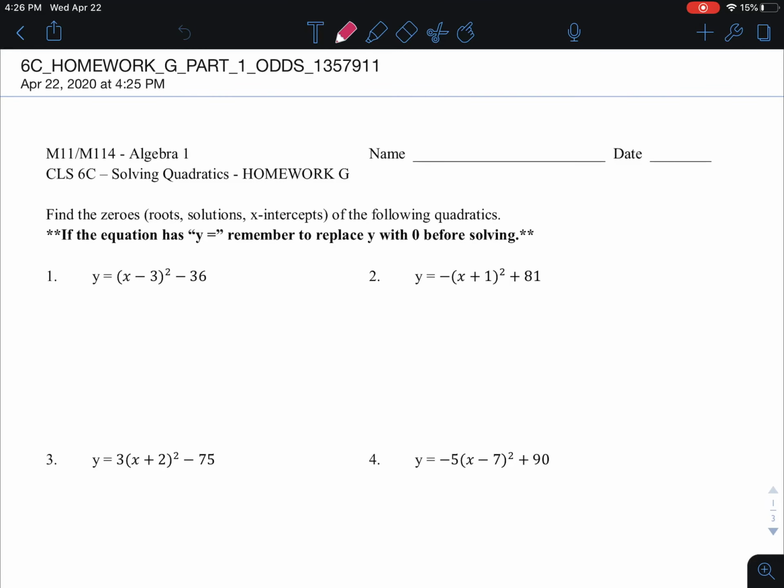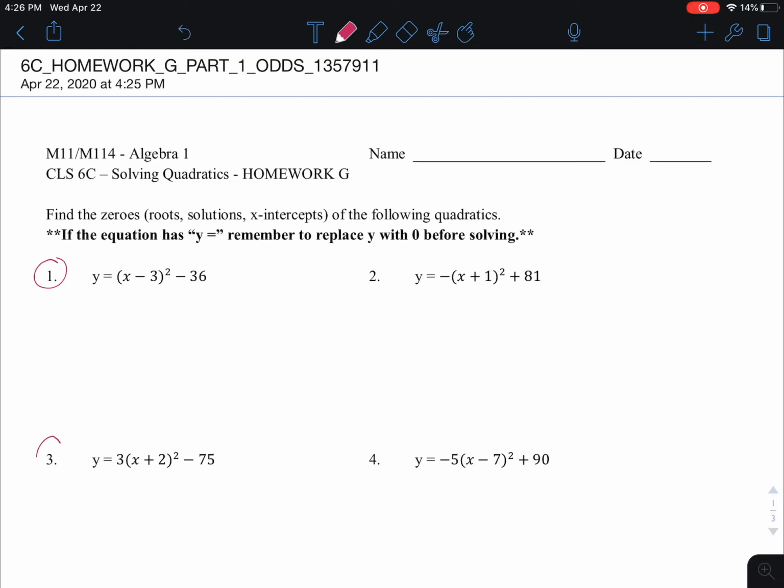This video is on Homework G Part 1, and it's all about solving in all three methods: in vertex form, standard form, and in factor form. You're going to have to be doing the odds, so I'm going to do a couple odd problems with you, so you already have some examples done for you, and then you're going to finish the rest of the odds for homework. Anyways, I'm going to go ahead and start with number 1.